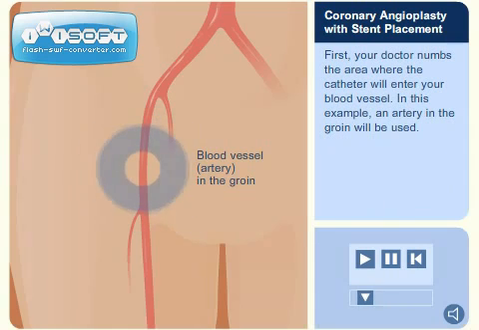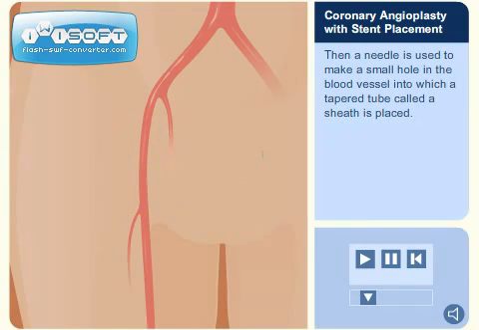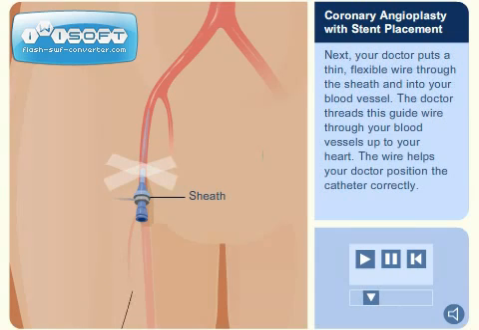First, your doctor numbs the area where the catheter will enter your blood vessel. In this example, an artery in the groin will be used. Then a needle is used to make a small hole in the blood vessel into which a tapered tube, called a sheath, is placed. Next, your doctor puts a thin, flexible wire through the sheath and into your blood vessel.